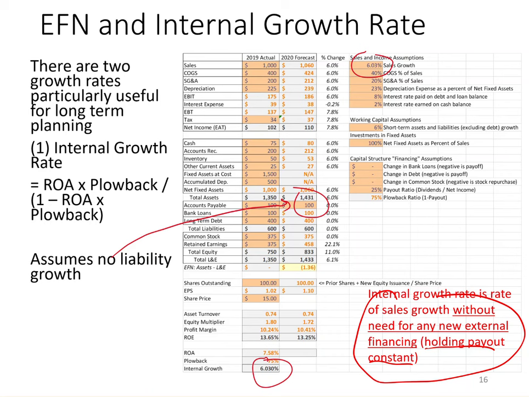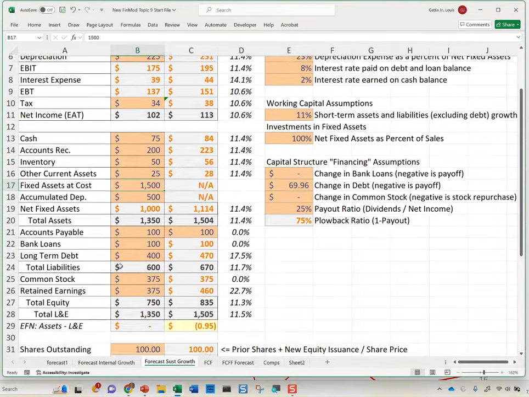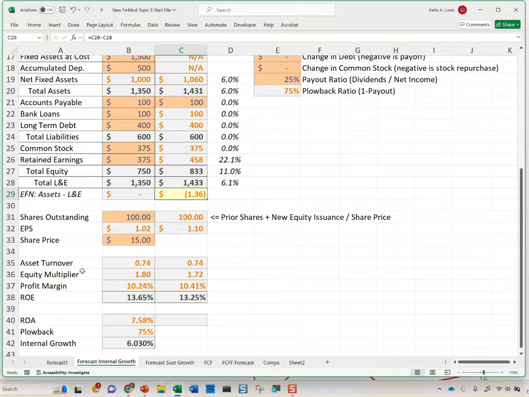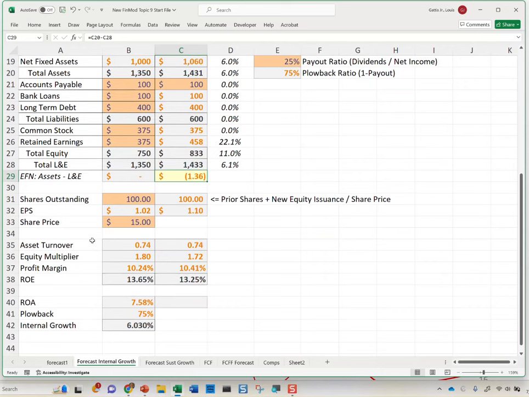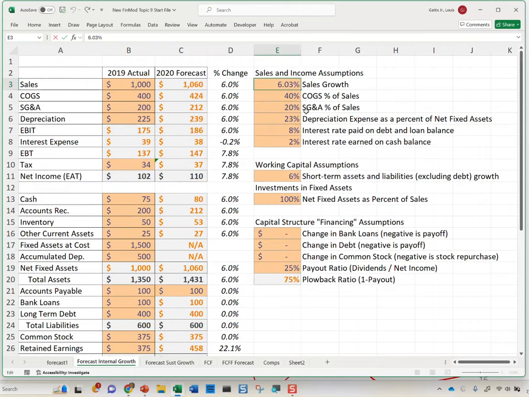The idea there, it's costly to go to the market and issue new stock and debt. So how much can I grow? The formula for this is going to be the ROA, return on assets, times plowback, divided by 1 minus ROA times plowback. And if I go to my model, you can see here, I calculate the number here. If I go to internal growth, I calculate the internal growth rate. 6.03%, because I calculated my ROA and plowback down here. And then I take that 6.03 and I plug it in here.